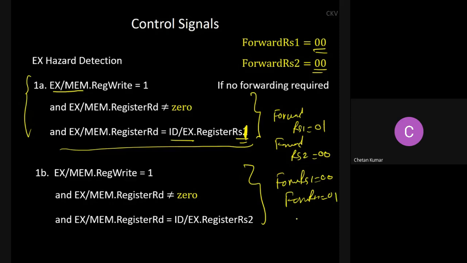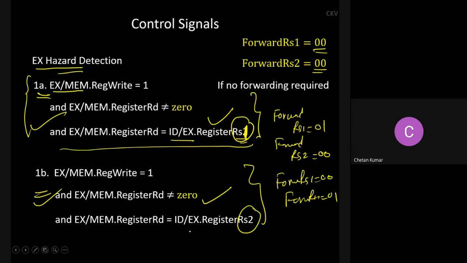Is there any possibility where both of these will be true? Can you give me an example of instructions where both of these conditions are true, both 1A and 1B? I'm still talking about X hazard. There are two conditions, one which checks the condition with respect to RS1 and the other one which checks the condition with respect to RS2. Can you give me a sequence of instructions where both of these conditions are true? In that case, your forward RS1 should also be equal to 0, 1 and your forward RS2 should also be equal to 0, 1.